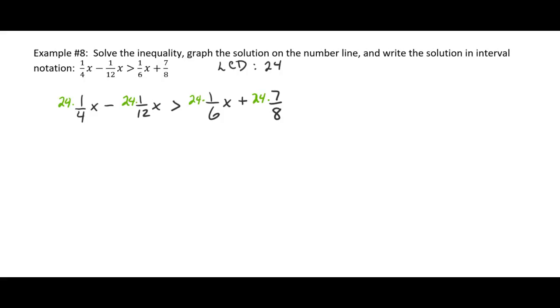Okay, so now we're back to where we're supposed to be. So the 24, 4 goes in, now we'll do the canceling. 4 goes into 24 6 times. 12 goes into 24 2 times. 6 goes into 24 4 times. And 8 goes into 24 3 times. Okay, so now what do we have after all that mess? We've got 6x, 6 times 1 times x, minus 2x, 2 times 1 times x, is greater than 4 times 1 times x, which is 4x, plus 21. That's what we were looking for, was that 21. Okay, so 6x minus 2x, 4x.